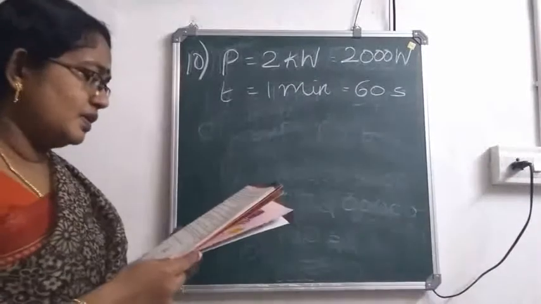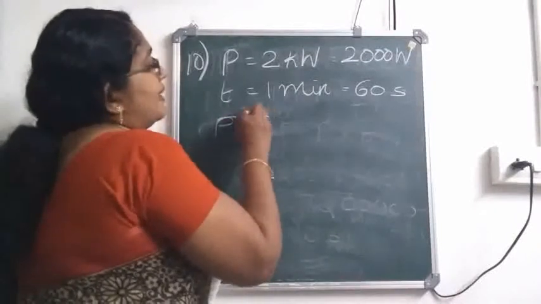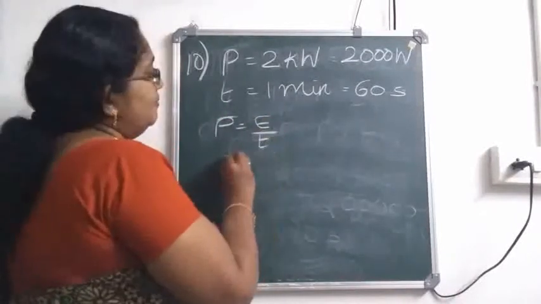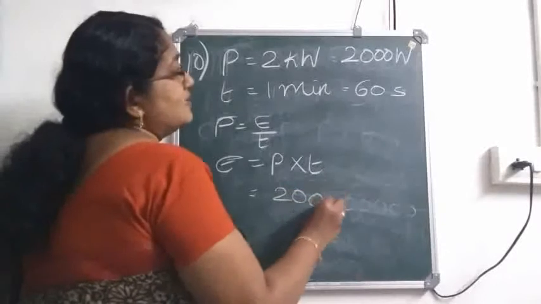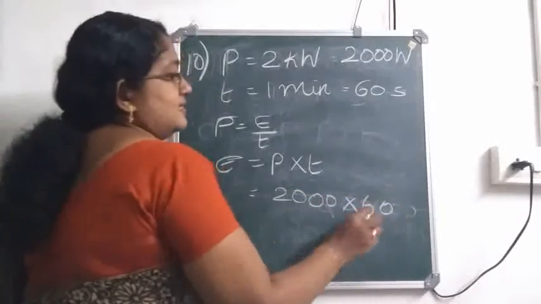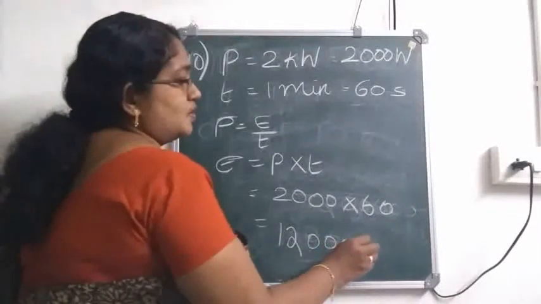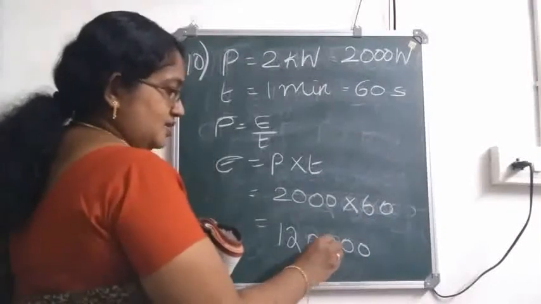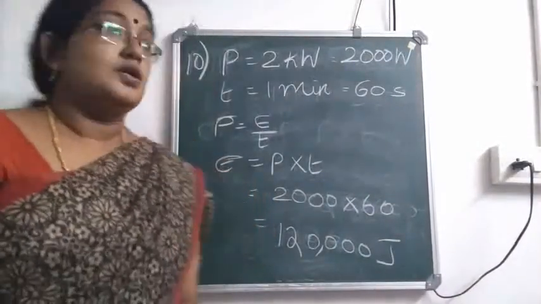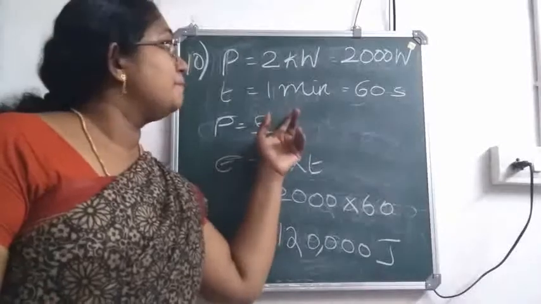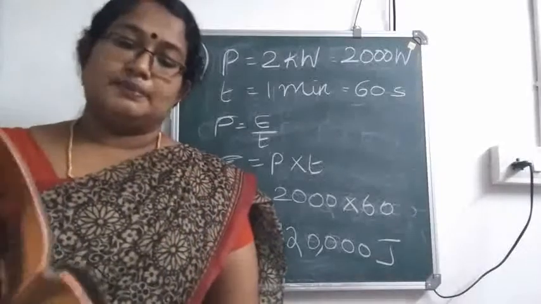Then, find the energy supplied by the kettle. We have the equation power is equal to work or energy by time. So, energy will be power into time. So, 2000 into time is 60. 6 into 2, 12. Then we are having how many zeros? 4 zeros are there, isn't it? So, this is 120,000. Unit is joule. Okay. So, is it clear here? Since the time is given in minute, you have to convert it into second. So, with this, we completed the chapter.